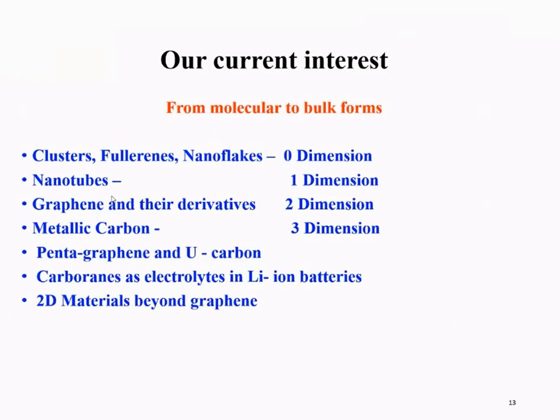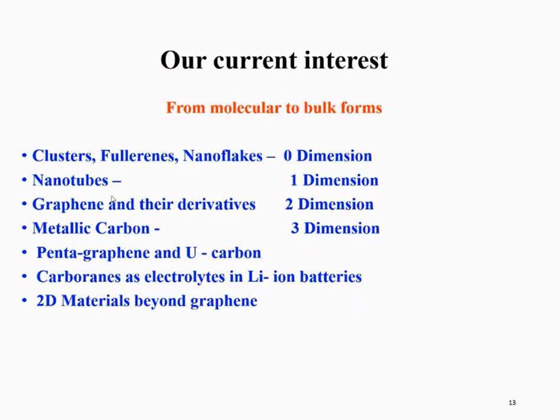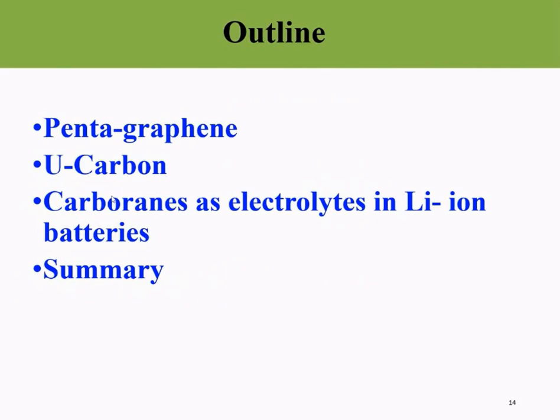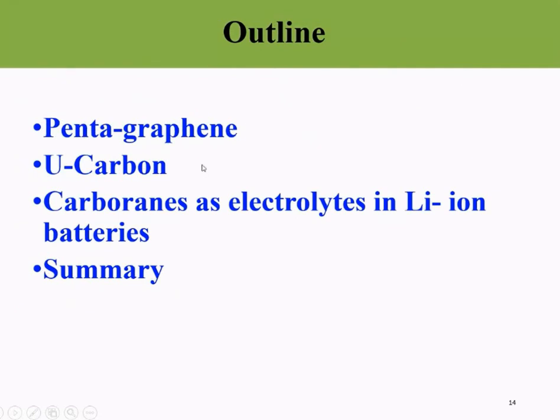My interest in carbon has been for the last 20 years or so, in which we look at carbon in 0 dimension, 1 dimension, 2 dimension, 3 dimension, and both stable as well as metastable forms of carbon. I will not have much time in half an hour or so to talk about all the things we are doing on carbon. So I'm going to specifically mention 2 particular forms of carbon. One is called pentagraphene, that is made only of pentagons, and a new form of carbon that we discovered last year, which we have named carbon.